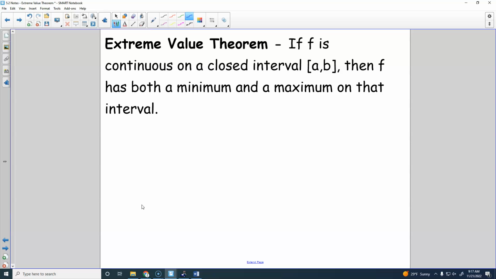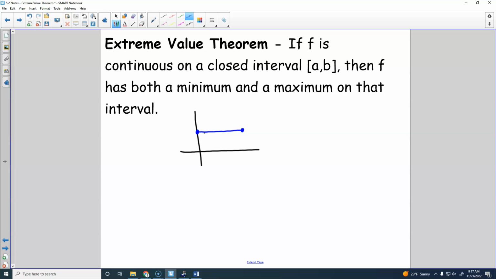It is possible, like the most simple possible scenario is that you've got this, right? You have a horizontal line. So we got a horizontal line, we got our endpoints. Does that have a maximum?